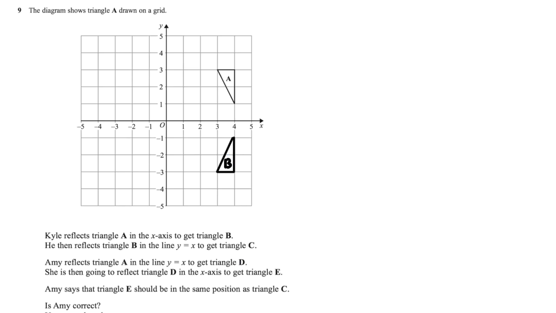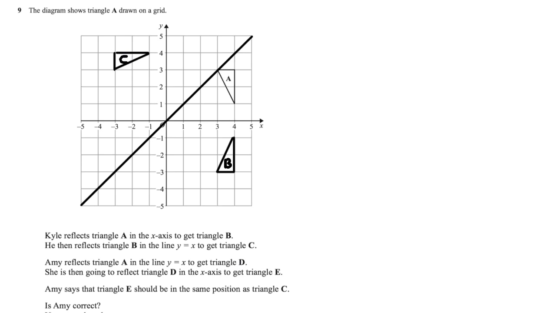It then also states that Kyle reflects triangle B in the line y equals x to get triangle C. So the first thing I'm going to do is draw y equals x. Now I'm going to reflect it. So this is my triangle C.